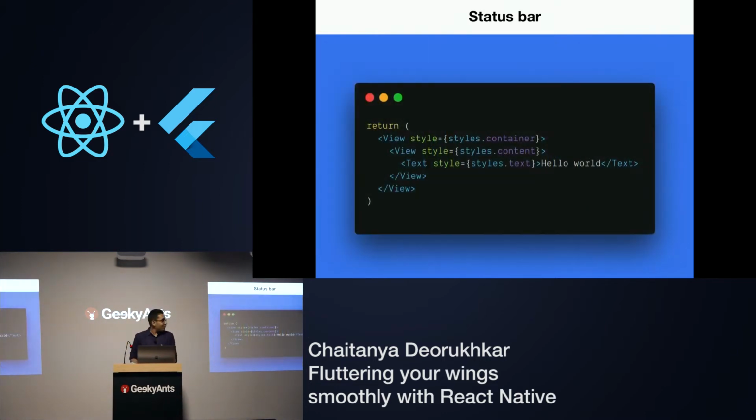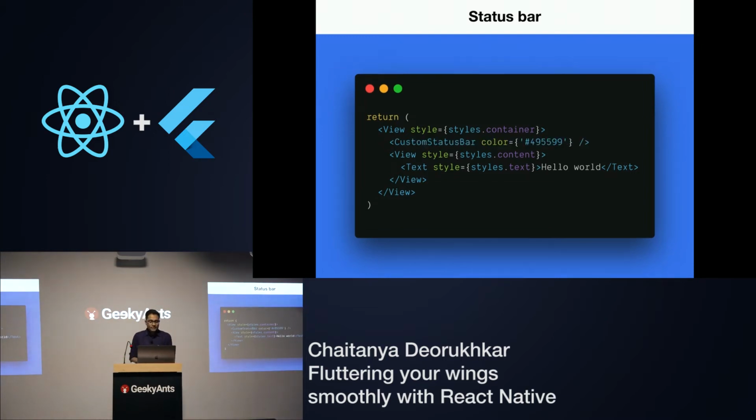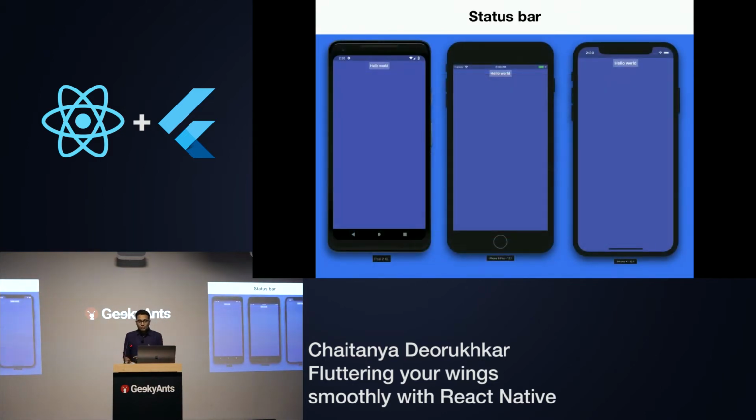So this is the code for it. It's simple. We have a container inside which we have a content which has a text that says hello world. So it should work as expected, but naturally it doesn't. So what I've done is I've created something called a custom status bar, which is a component which I reuse everywhere I want. And once I add the tiny component that I've made, everything looks as it was intended on each platform.